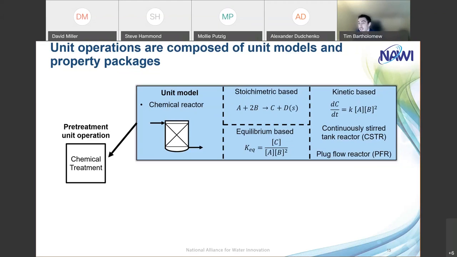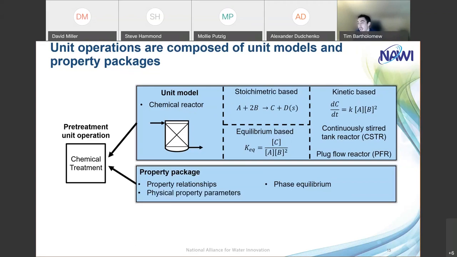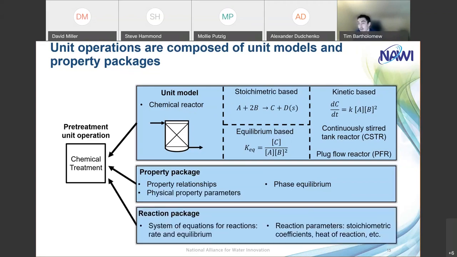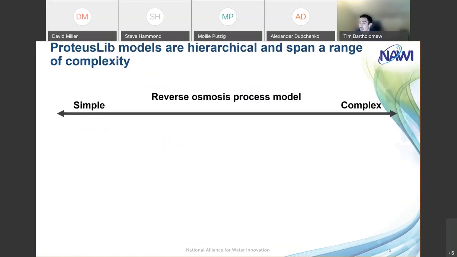So the ProteusLib contribution is detailed property packages and reaction packages for these electrolyte chemical systems, which, as we know, can be pretty complicated. The property packages include property relationships, physical property parameters, and phase equilibrium, where the reaction packages provide the system equations for the reactions and the data backing up those reactions. So I hope that gives a good idea of what the types of models are and what their underlying structure is.